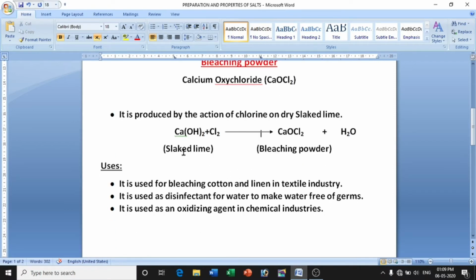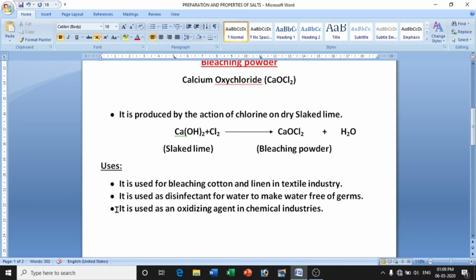Now what are the uses of this calcium oxychloride, or normally it is commonly known as bleaching powder? It is used for bleaching cotton and linen in textile industries. That means to bleach the cotton and linen clothes, generally bleaching powder is used. Okay, and it is used as a disinfectant for water, to make water free of germs.